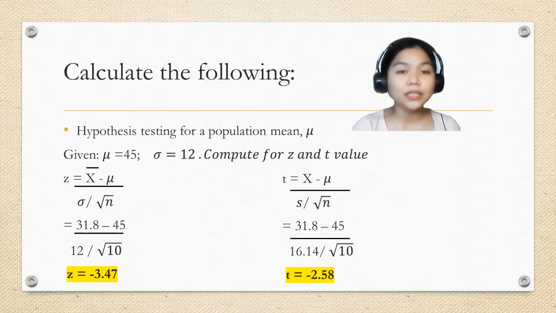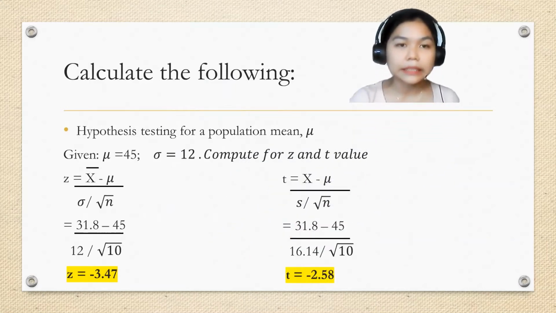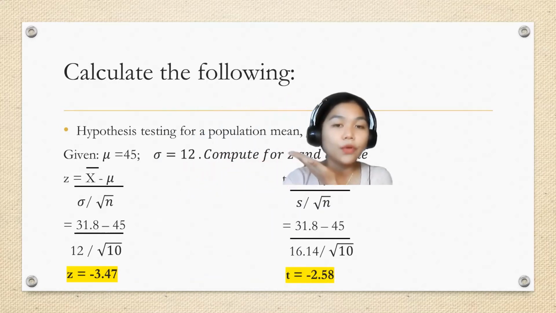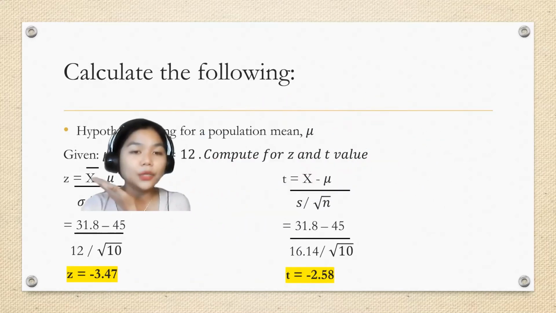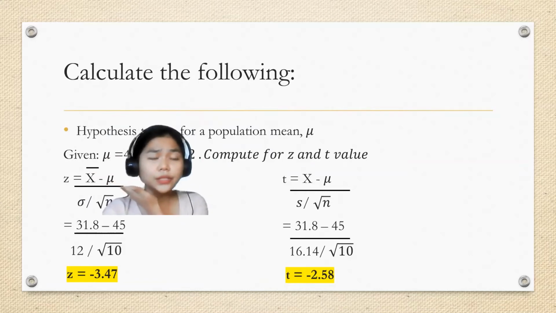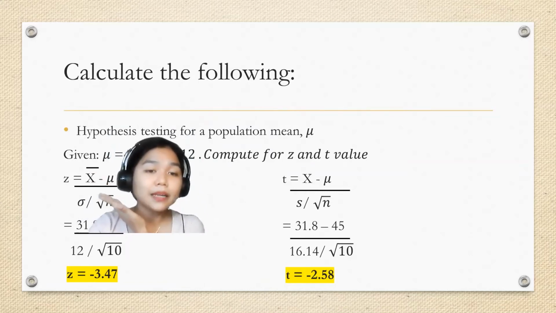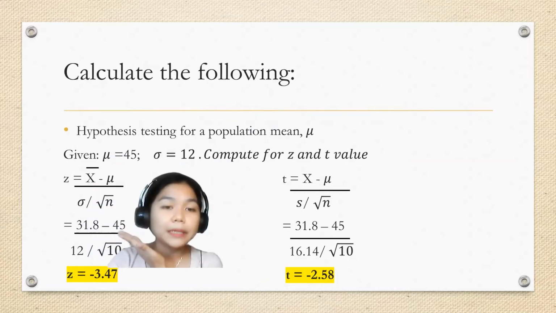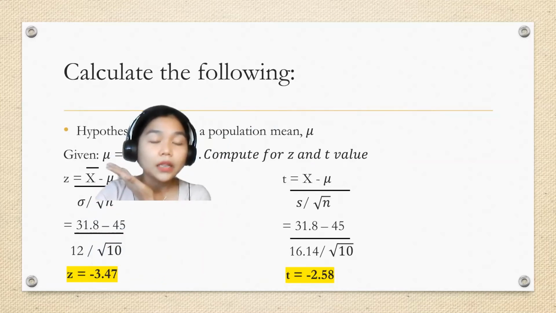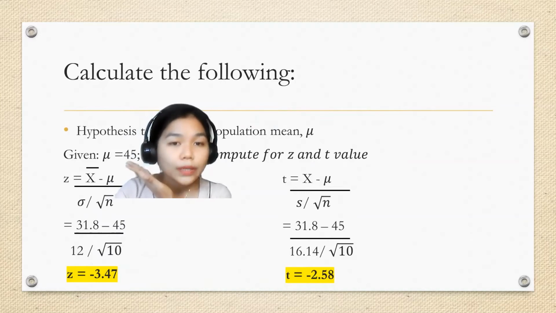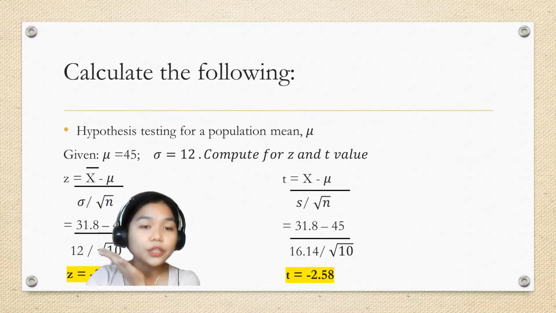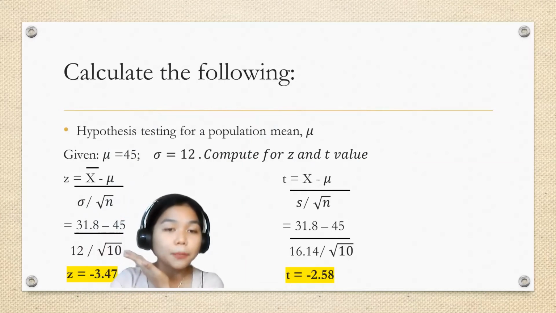Now let's proceed with hypothesis testing for a population mean. So we are actually given 45 as the population mean, then the population standard deviation is 12. So we need to compute for the Z and T value. So assuming these are the values, now we just substitute the values. So 31.8 is our mean minus 45, which is the given population or parameter mean, over 12, which is the standard deviation of the population, over the square root of the sample size, which is 10.